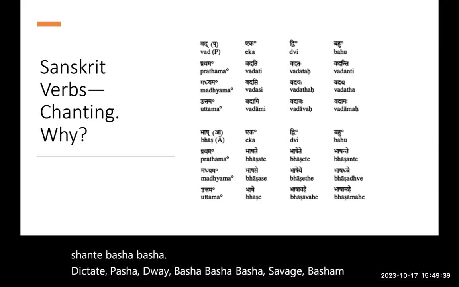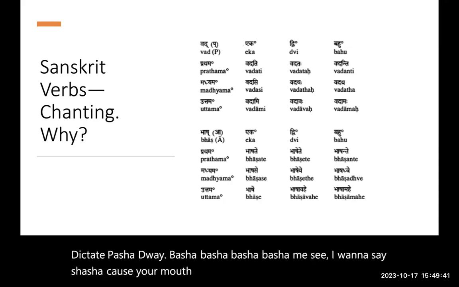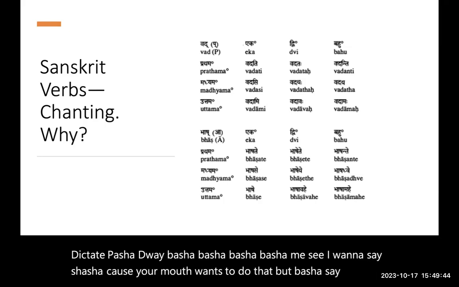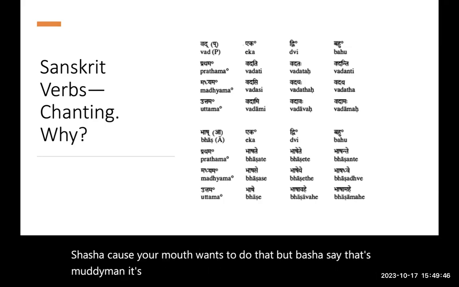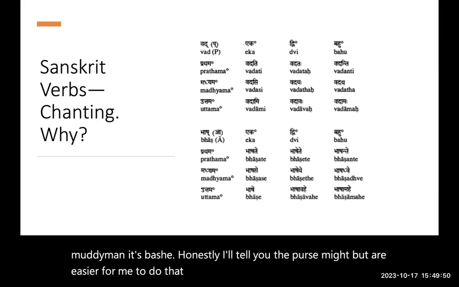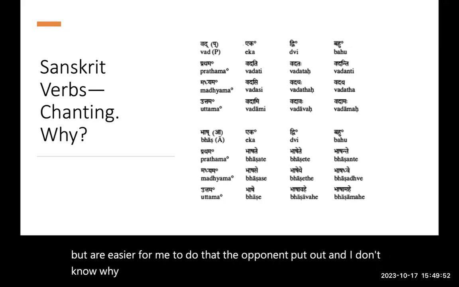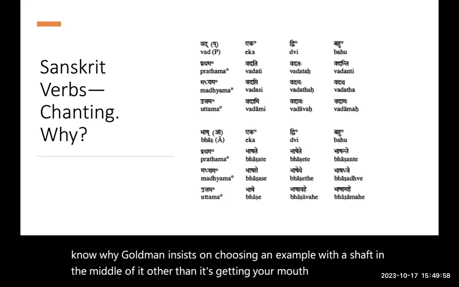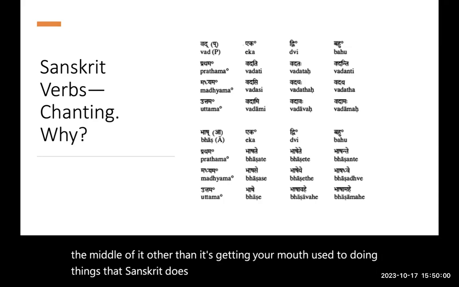See, I want to say shasha because your mouth wants to do that, but bashase, that's madhyama. It's bashe. Honestly, I'll tell you, the Parasmaipada are easier for me to do than the Atmanepada. And I don't know why Goldman insists on choosing an example with a sh in the middle of it, other than it's getting your mouth used to doing things that Sanskrit does often.